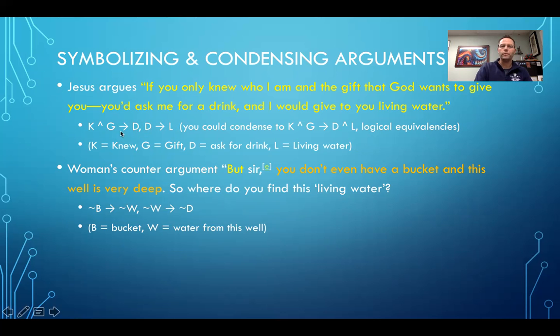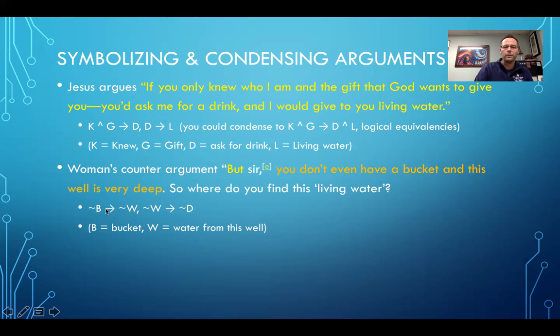And now we'll read through the symbols, and you can see there's a little key down here to tell what the symbols mean. So Jesus says, "If you knew who I am and the gift that God wants to give you, then you'd ask me for a drink. If you asked me for a drink, I would give you living water." But the woman has a counter argument, and she says, sure, here you go, down here. You don't even have a bucket.